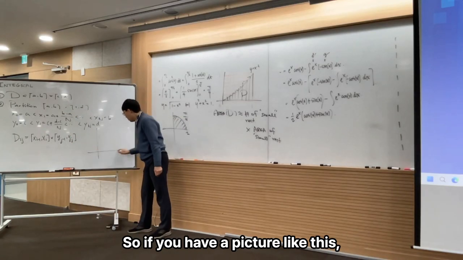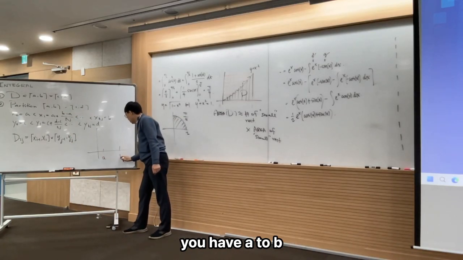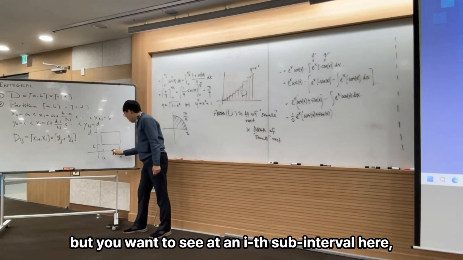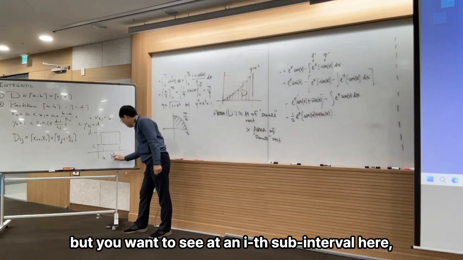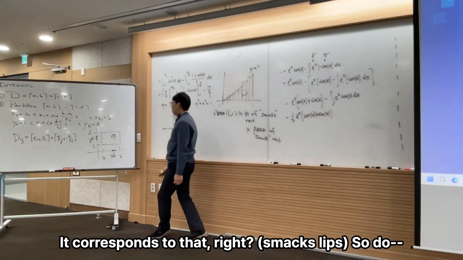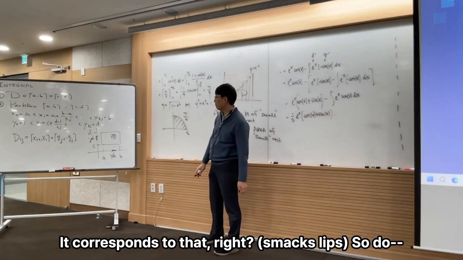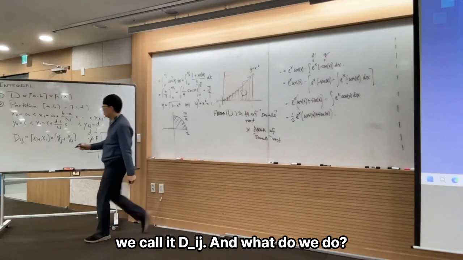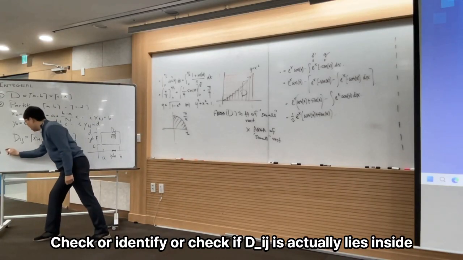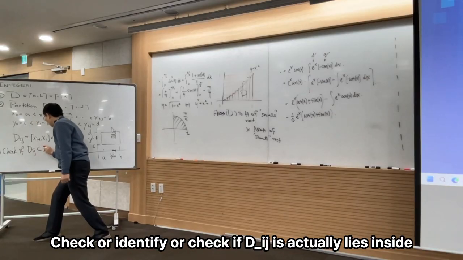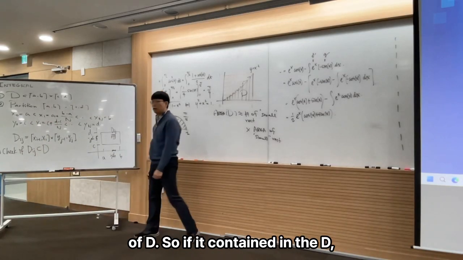Right? So if you have a picture like this, you have A to B and C and D. The whole region is here, but you want to see the i-th subinterval here, and here we have the j-th subinterval. There is a region that corresponds to that, right? So we call it Dij. And what we do is check or identify if Dij actually lies inside of D.